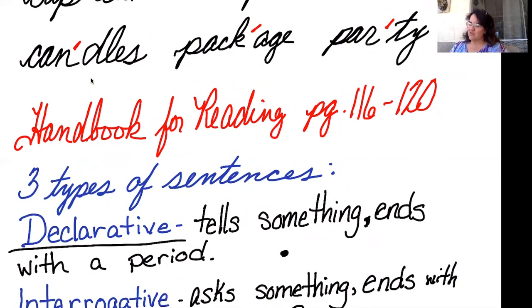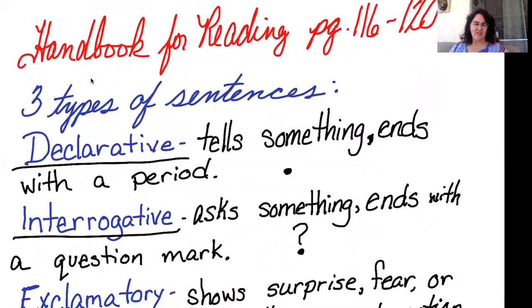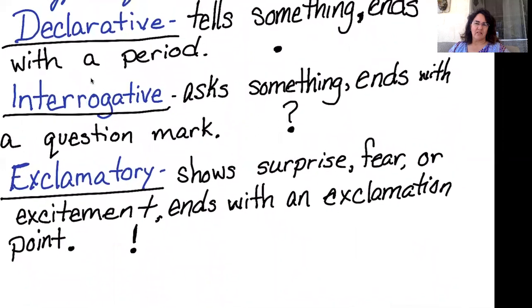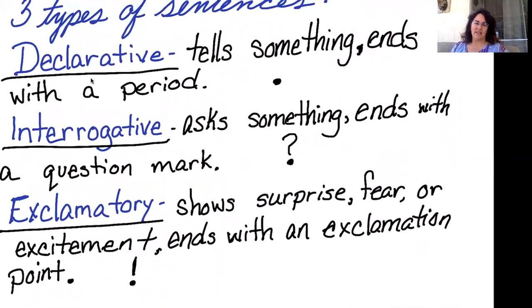Alrighty, then we're going to review 3 types of sentences. There are 3 types of sentences. Who remembers what they are? You can read it. It's in front of you. Read with me. We have a declarative sentence. And what does a declarative sentence do, Kylie? It tells something. Very good. And declarative sentences, friends, end with a period.